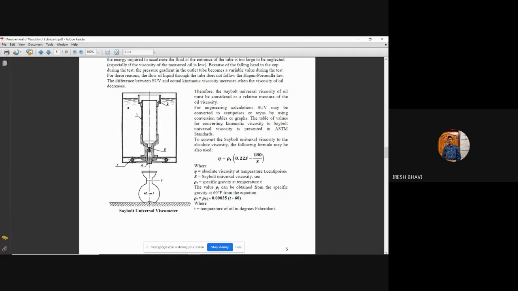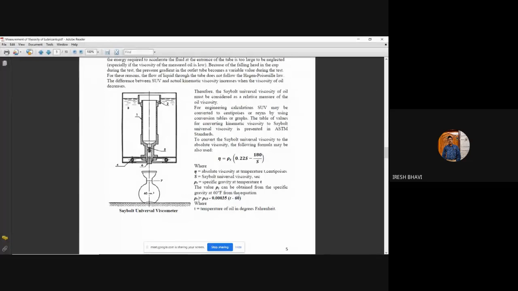This will be known at 60 degree Fahrenheit, that is the standard temperature, and T is the temperature in Fahrenheit. Okay. So you will get specific gravity at temperature T. For example, suppose you want to measure the specific gravity at 90 degree Fahrenheit. At 90 Fahrenheit means about 30 degrees Celsius. Then what you have to do? Put T is equal to 90 and obtain rho T. Okay.